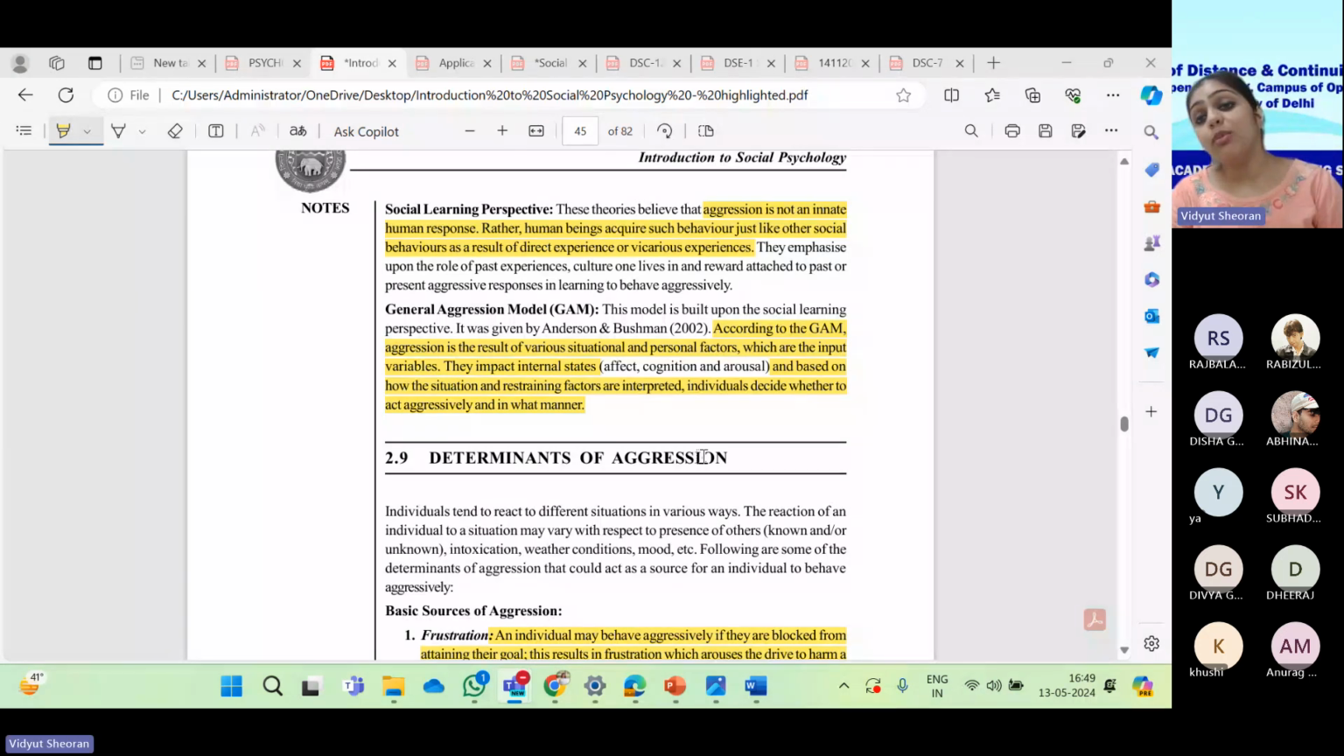And these are the input variables. Input मतलब इन वजह से हमारा aggression दिख रहा है. ये variables, ये situation variables हैं, personal variables हैं, इसीलिए हमारा aggression भी दिख रहा है. So they impact internal states such as our thoughts, our emotions, and our getting stressed or aroused. And they are based on how the situation and restraining factors are interpreted. Individuals decide whether to act aggressively and in what manner.